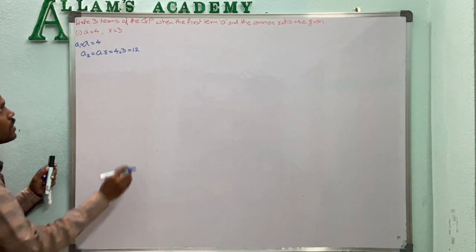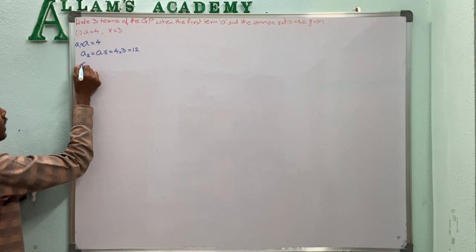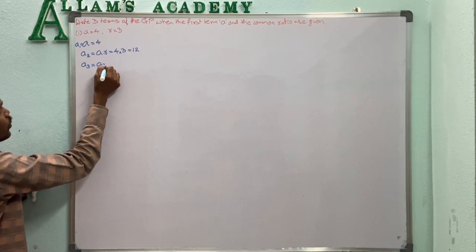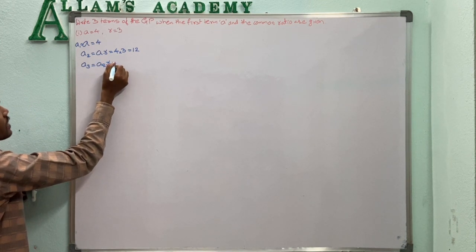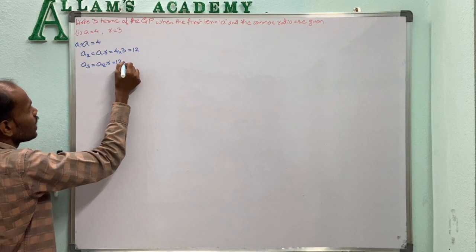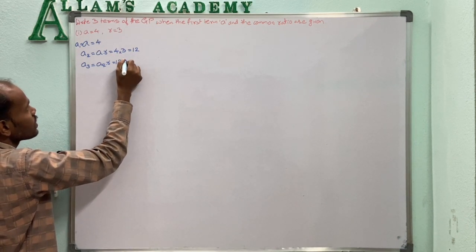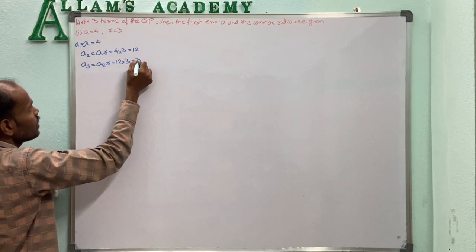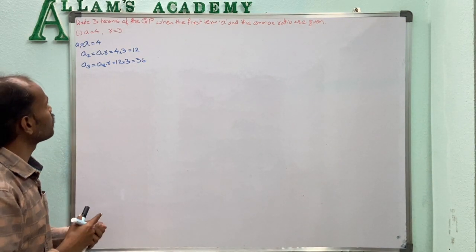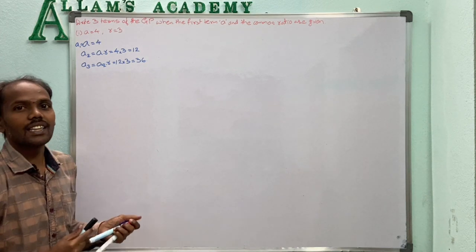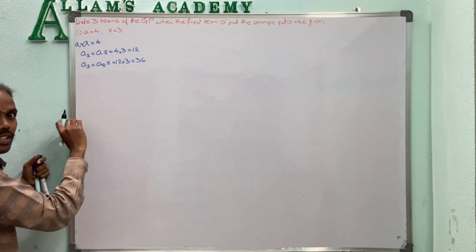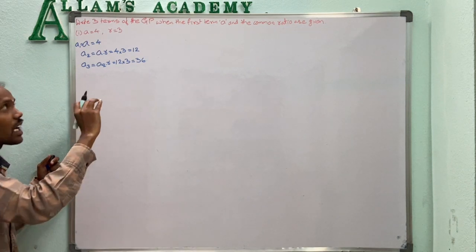The second term is 12. The third term a3 is equal to a2 into r. The second term is 12 into r, and the common ratio is 3. So 12 times 3 is 36. So here we get the first term 4, second term 12 and the third term 36. Now this can also be done in the general form.